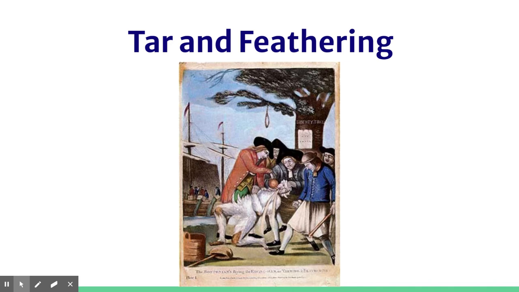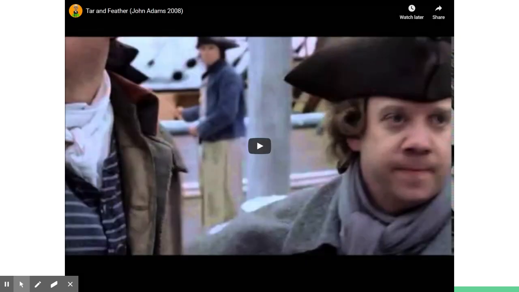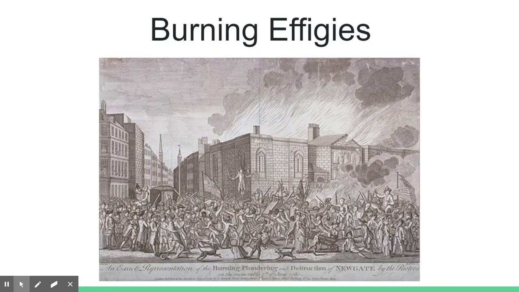One of the things that they used to use is tar and feathering, where if you had loyalists, if you had Tories, if you had tax collectors, if you had somebody who was very pro-British, they would tear off their clothes, pour boiling hot tar on them, and then throw feathers all over them and parade them through the city. Here's a video of it. I'm not going to watch, but you certainly can.